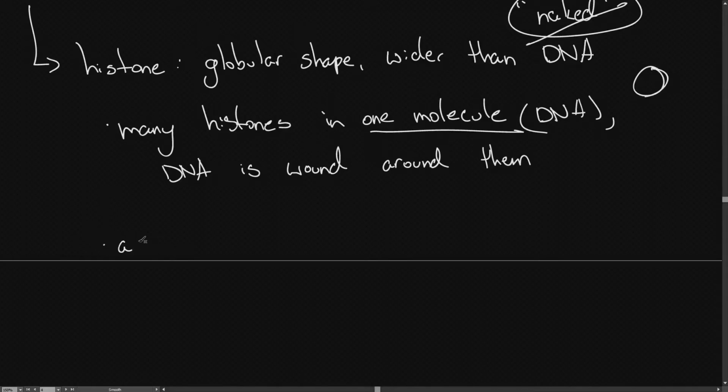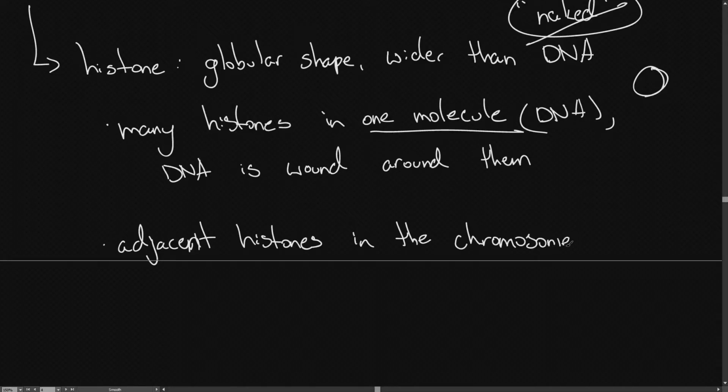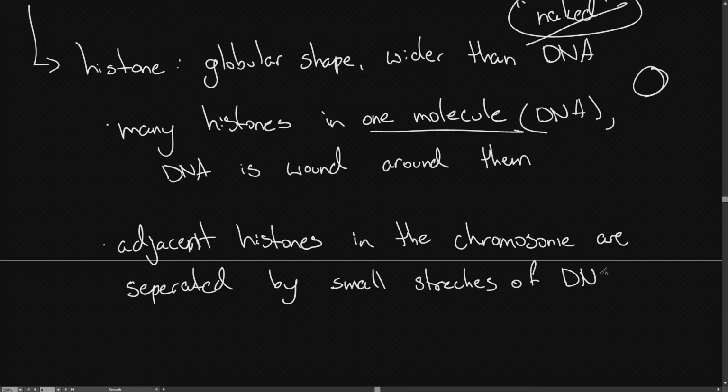And adjacent histones in the chromosome are separated by small stretches of DNA. And these small stretches of DNA are not in contact with the histone. So small stretches of DNA that are not in contact with histones.